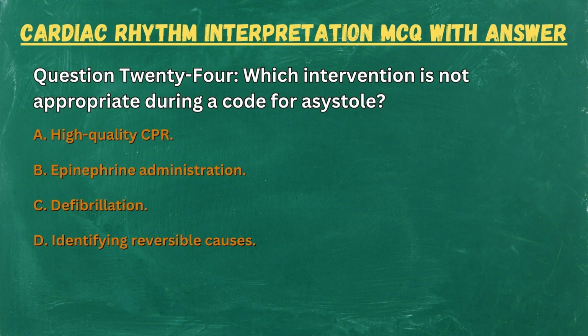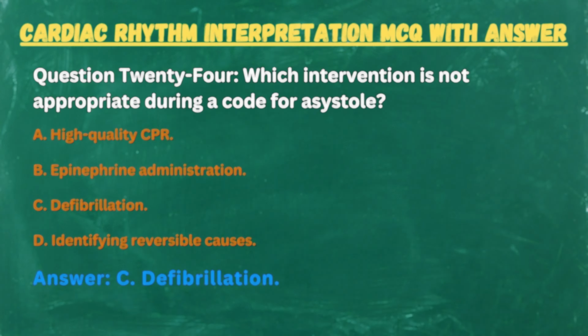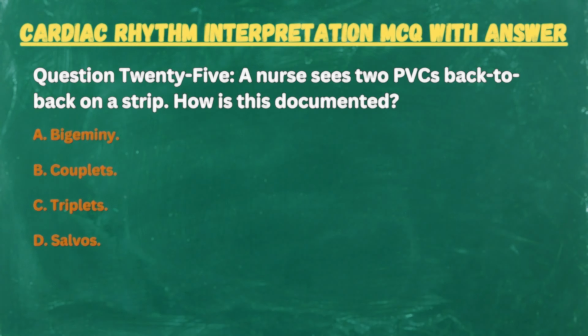Question 24. Which intervention is not appropriate during a code for asystole? A. High-quality CPR. B. Epinephrine administration. C. Defibrillation. D. Identifying reversible causes. Answer. C. Defibrillation.